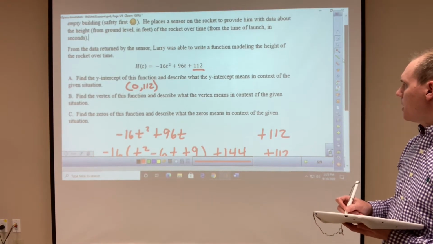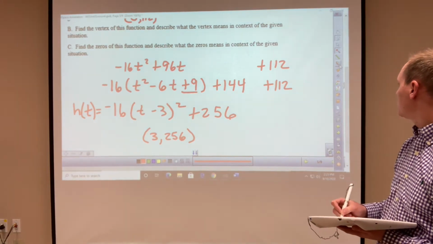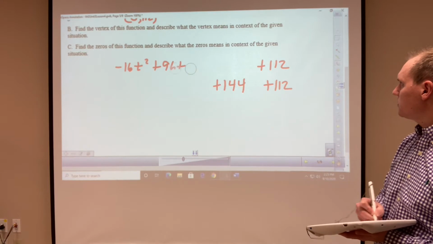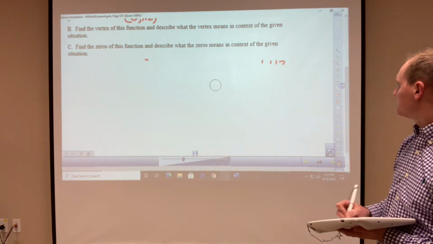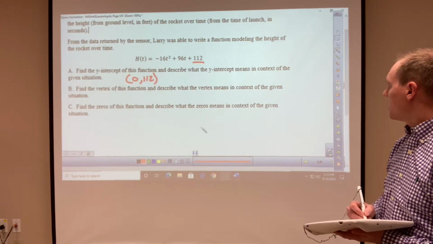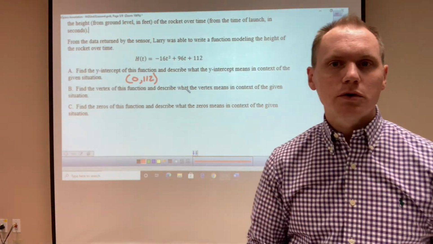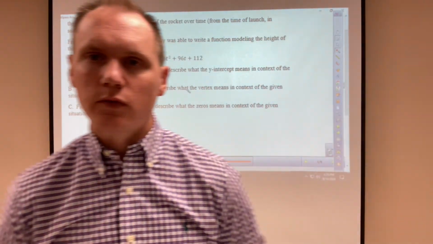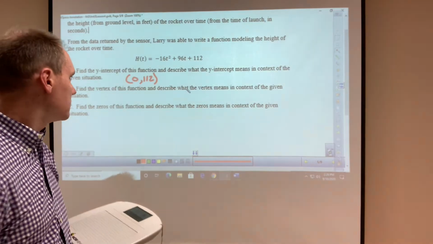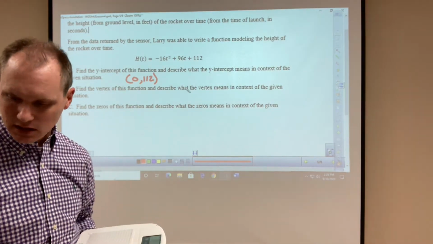Okay? All right, and so that was part B. Part C, I'll just go ahead and erase this. Part C says find the zeros and describe what those mean. All right, so to find the zeros, we need to get to factored form. One of the first things we always want to do when getting to factored form is look for a GCF to make the factoring a little bit easier. So let's see if we can actually factor out a negative 16 here.